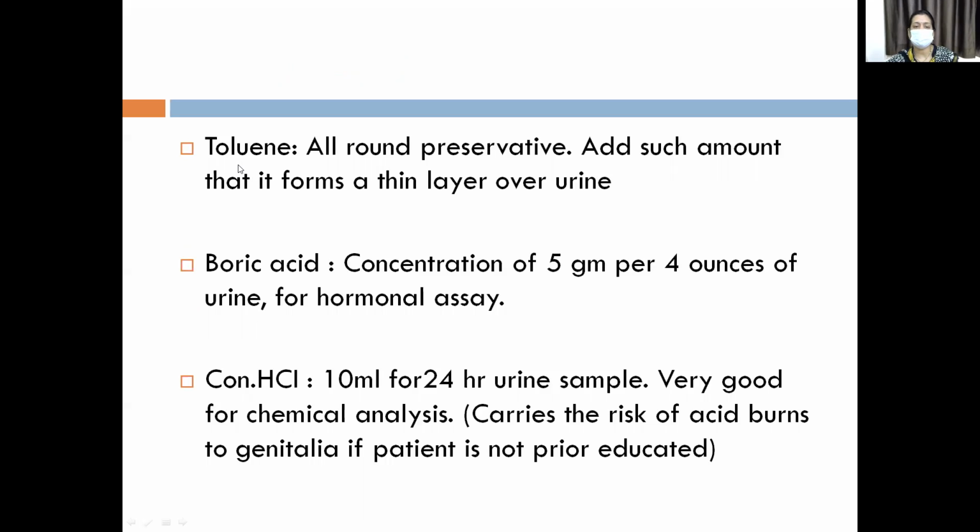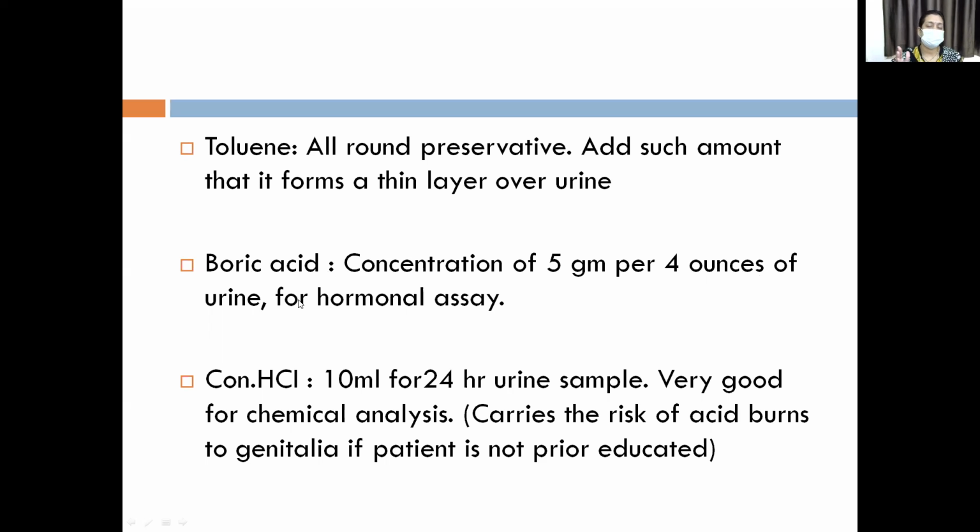The second one, toluene. It is an all-round preservative that forms a thin layer over the urine. Okay, it is a very good preservative, toluene. Then boric acid, concentration of 5 grams per 4 ounces of urine. This is used for hormonal assay.